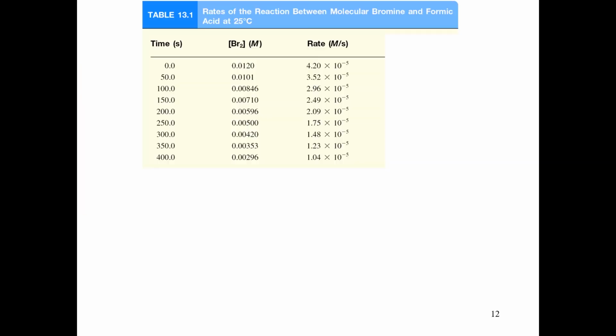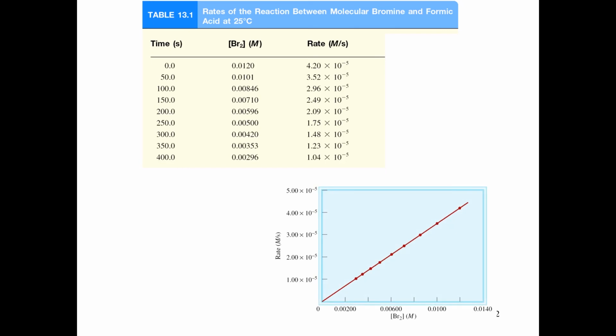Now let's see what the data would give us. Let's say we repeat this calculation of rate for every single data point. In other words, we calculate the instantaneous rate. Now let's plot the rate calculated this way versus the concentration of the bromine. Not the time, but the concentration. Voila, we get a straight line. Your data now fits a straight line.